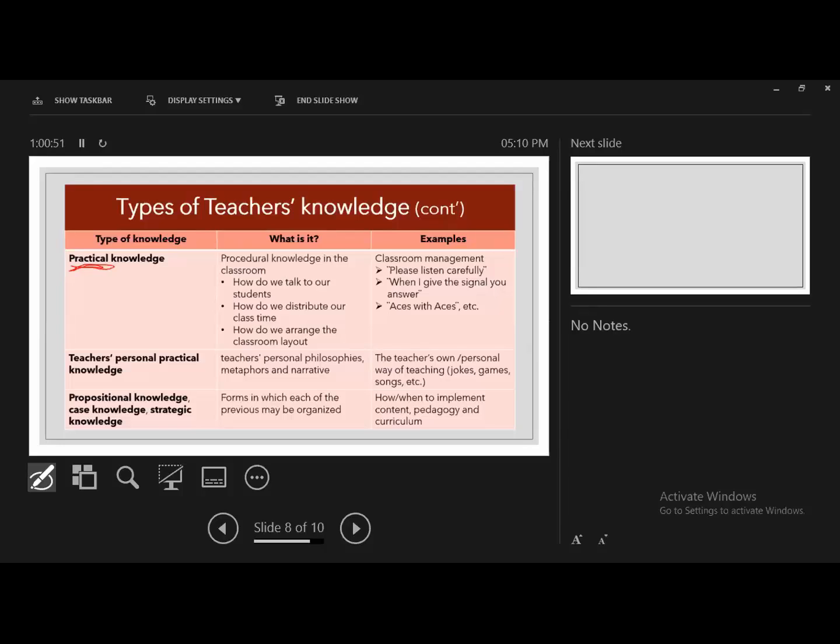Or when you say, okay, now aces will be with aces, hearts with hearts, clovers with clovers, and so on and so forth. It's like the practical knowledge. And believe it or not, all of this knowledge is very handy, it's very important, and we must have it at the tip of our tongues as well, right? Because sometimes you don't know what to do.